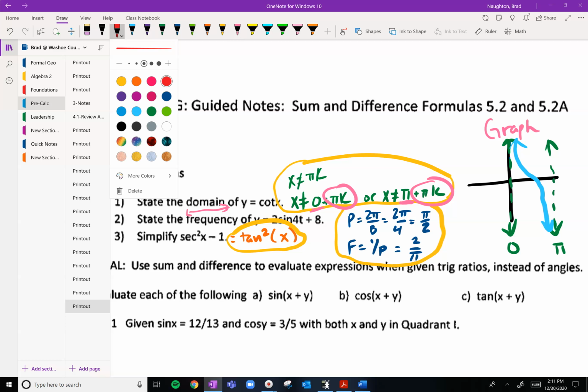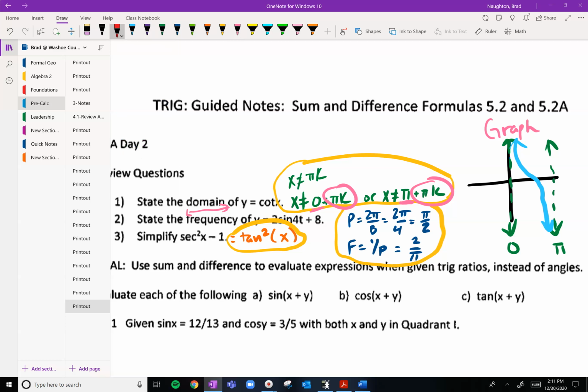Alrighty, for the frequency of this graph, we take our b and plug it into our period formula to find the period. And then remember, frequency, which we see down here, is 1 over the period, so you just take the period and flip it. And then this last one should be an easy one. This one is going to be one of our Pythagorean identities, so that's just rewriting it. So it's tangent squared x.